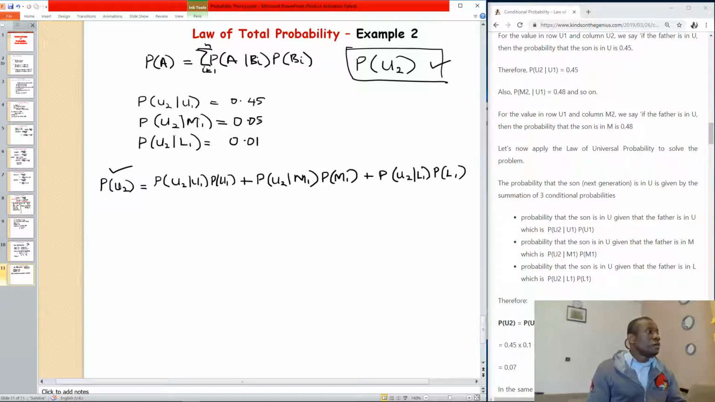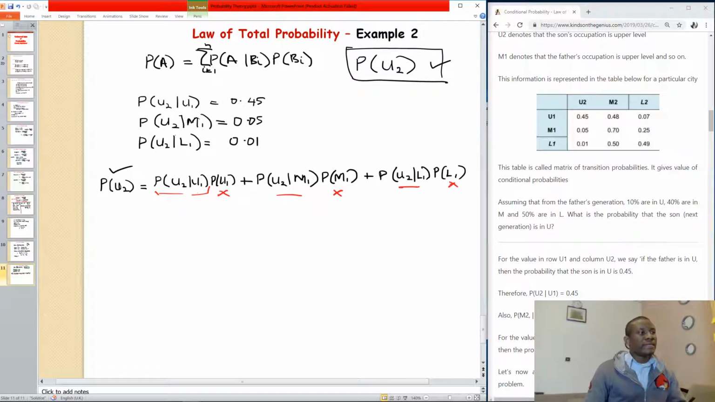So now let me take a reference. We already have this, we have this, we have this. Now we need to find this and this. So let's look at the question again. It tells us that for the father's generation, 10% of the time U, 40% of the time M, and 50% of the time L. So these are unconditional probabilities that have been provided for us in the question.